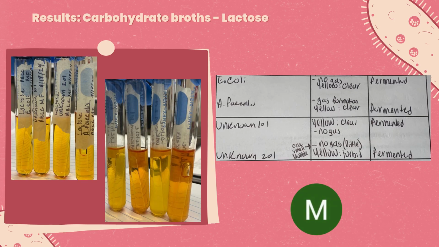For the lactose broth test, this is how E. coli has a yellow broth with no gas. It means that E. coli was able to ferment lactose. A. faecalis shows a yellow broth, so it means that it was able to ferment lactose. It also shows the presence of gas formation. Unknown 101 has a yellow broth, which means it fermented the lactose. Unknown 201 also has a yellow broth. There's also little to no gas, as we only saw one small bubble.